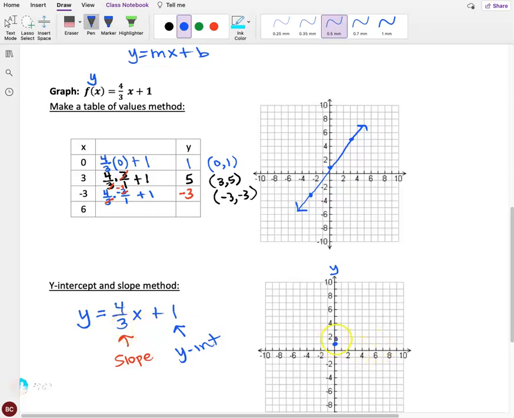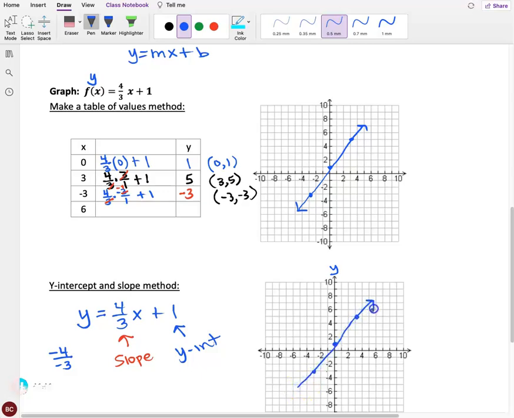So from there, go up 4: 1, 2, 3, 4, and then right 3: 1, 2, 3. Or remember with my slope, if I had -4 over -3, a negative divided by a negative is still positive, so this is saying the same thing. If I went from there and went down 4: 1, 2, 3, 4, and then left 3: 1, 2, 3, it would be here, and you can see those are still on the same line.